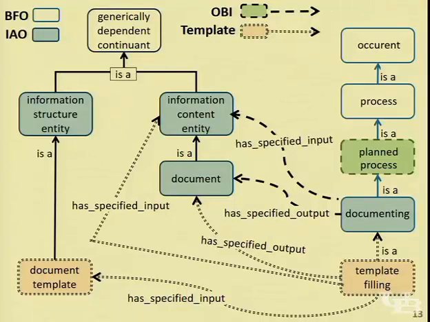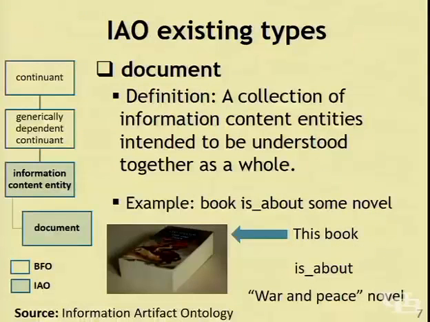So, can you go back to slide 7? I don't like the bottom corner. You say this book is about the novel. I think that this book is an instance of the type, copy of a novel. There are many copies of War and Peace. And what are they all copies of? They're all copies of the novel War and Peace.